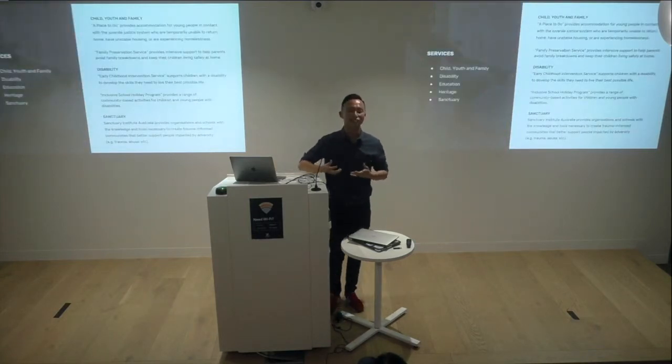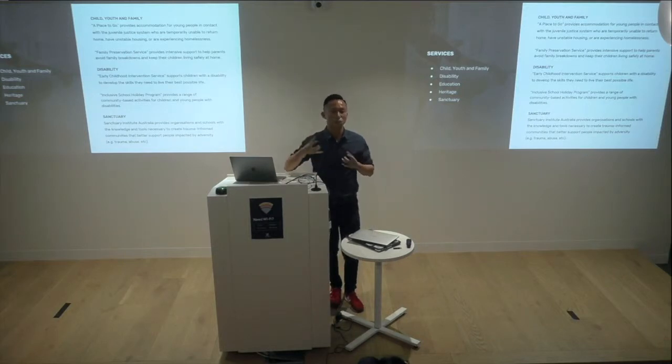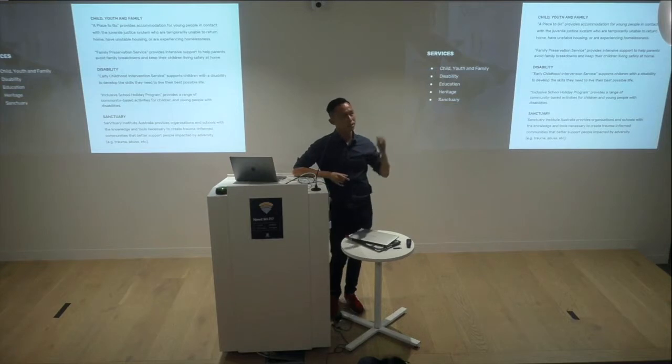So just to give you an idea of the kind of services they offer, so that you have better insight into what they do for the people that they support. We picked those categories from what they have currently on the site. An example would be accommodation for young people who have been in contact with the juvenile justice system who can't find a place to stay.